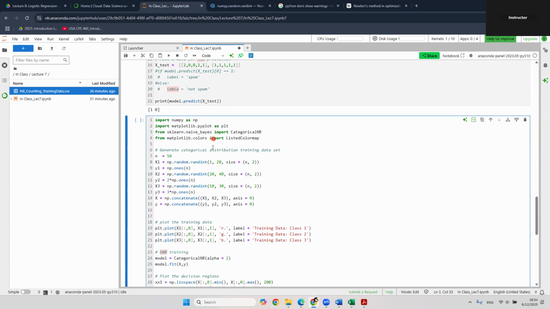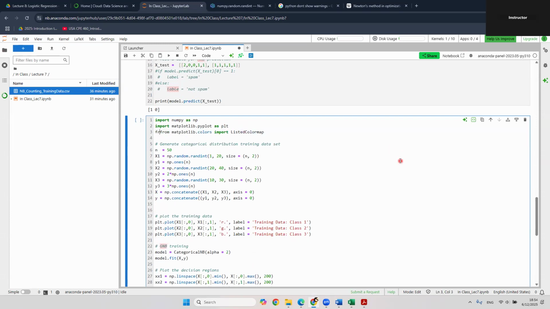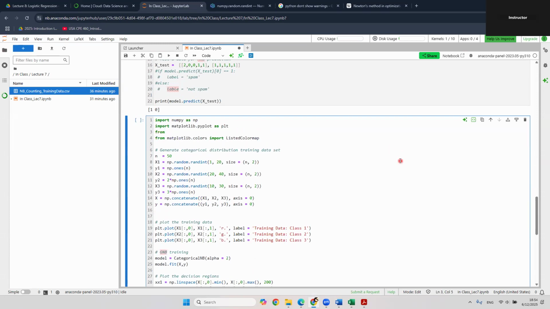Clearly, I need to change from sklearn dot, let me see, linear_model, import LogisticRegression. Come here, logist, it doesn't come. Just take regression.